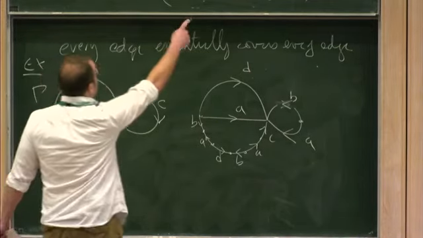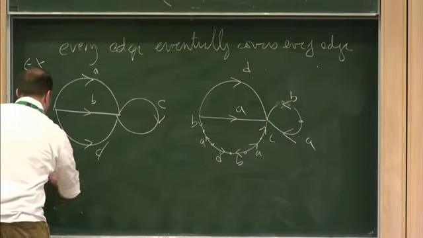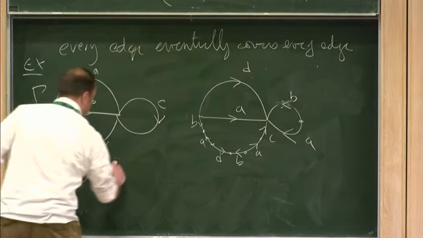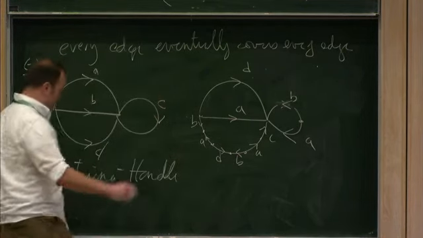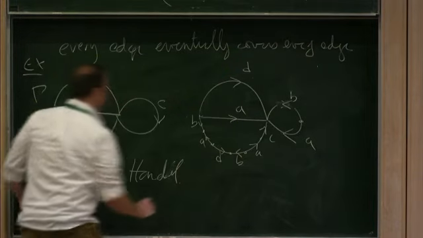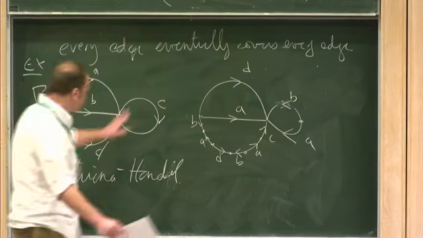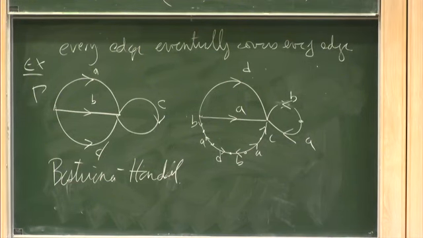And so the existence of this train track is due to Bestvina and Handel. Okay. All right. So there's an example. What do I do with this to study G?